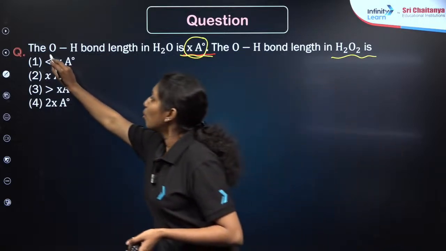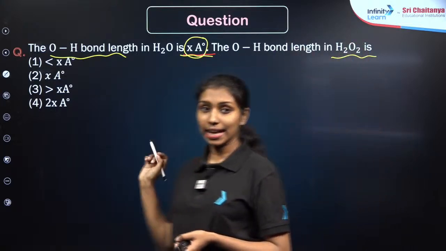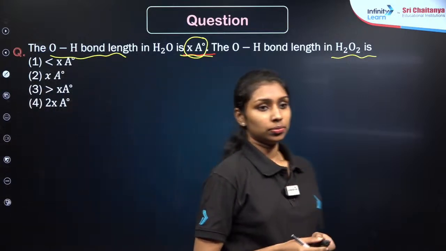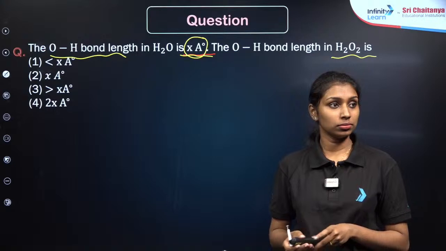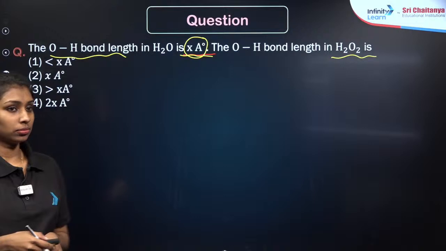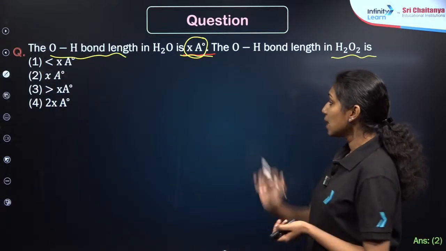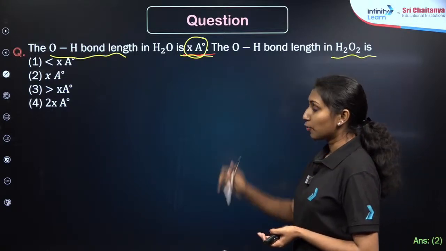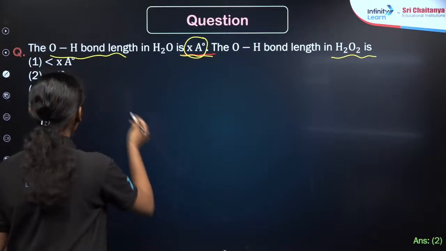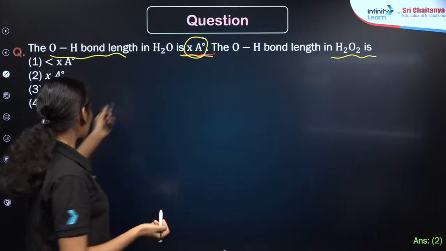To find out the OH bond length in H2O2 molecule, it is given that OH bond length in H2O molecule is X angstrom. What will be the answer? Option 2, right? Because this is the same bond length we are asking. Even if we are considering different molecules, if the same bond length is asked, it will be the same. So the OH bond length is X angstrom in the case of H2O, and similarly in the case of peroxide also, it will be the same, that is X angstrom.